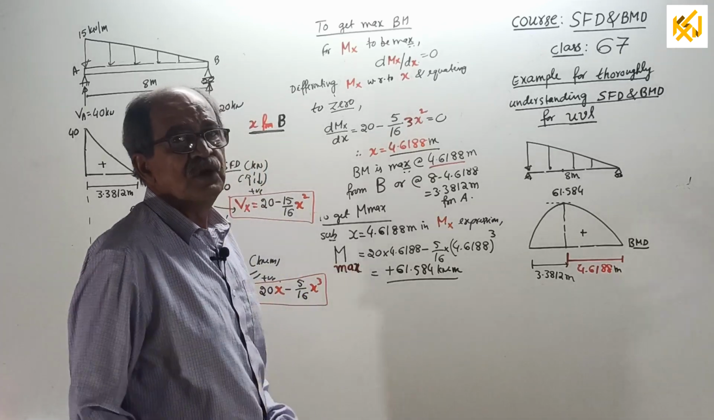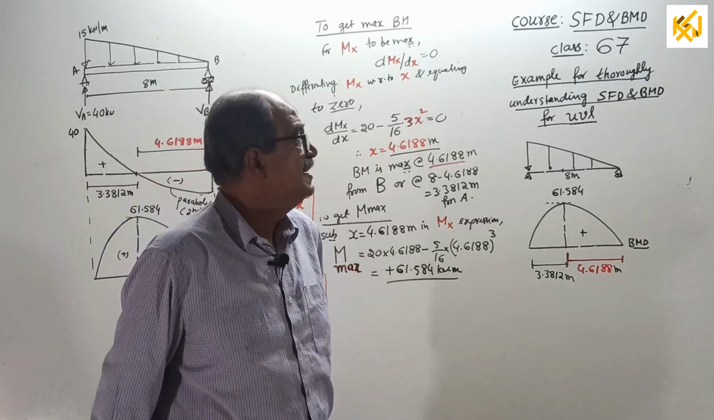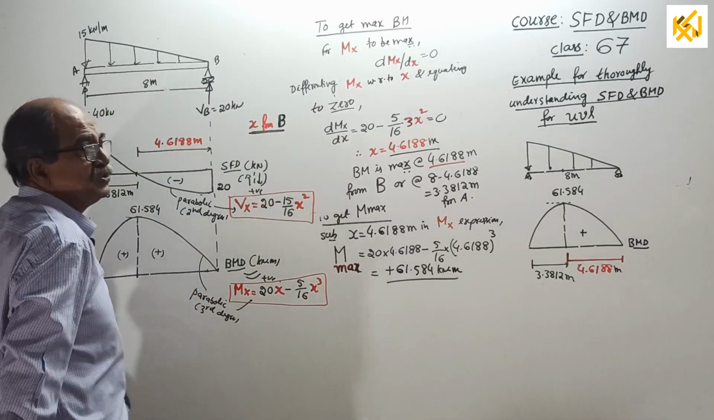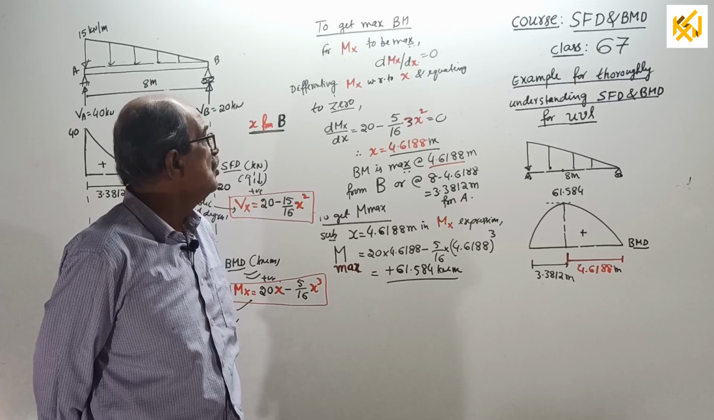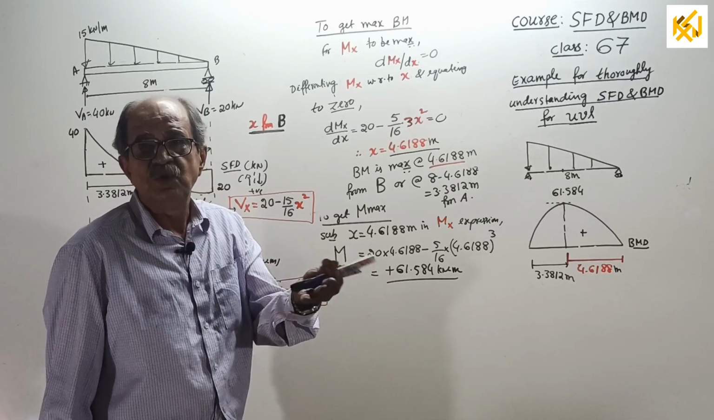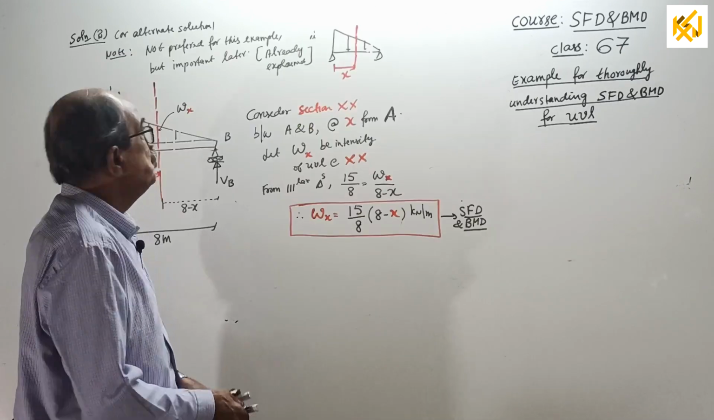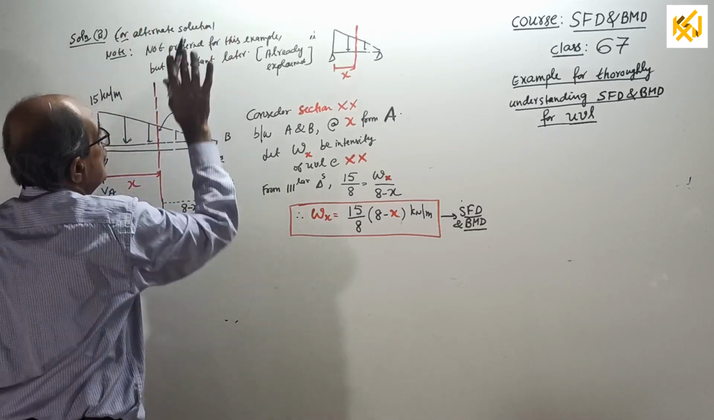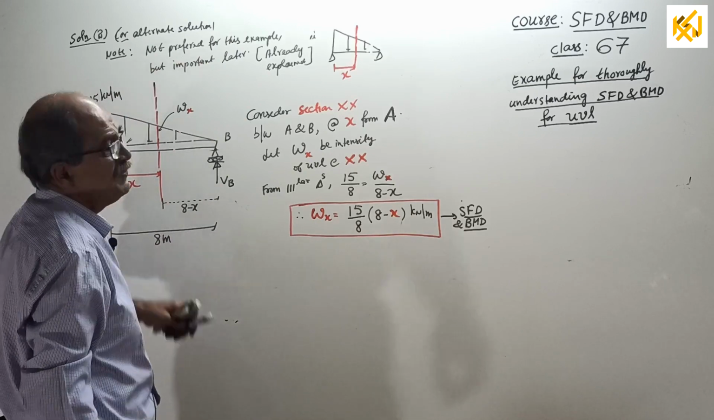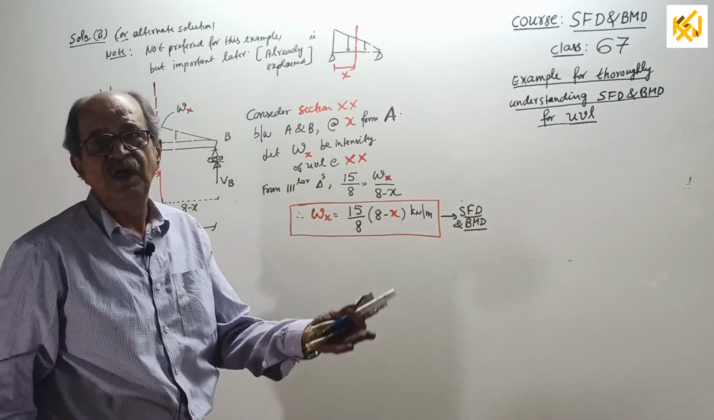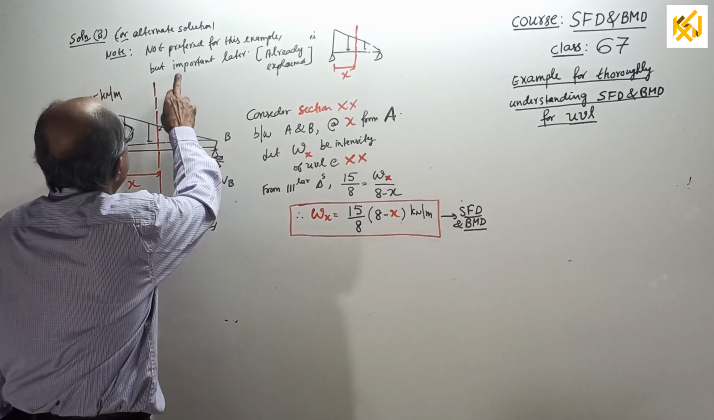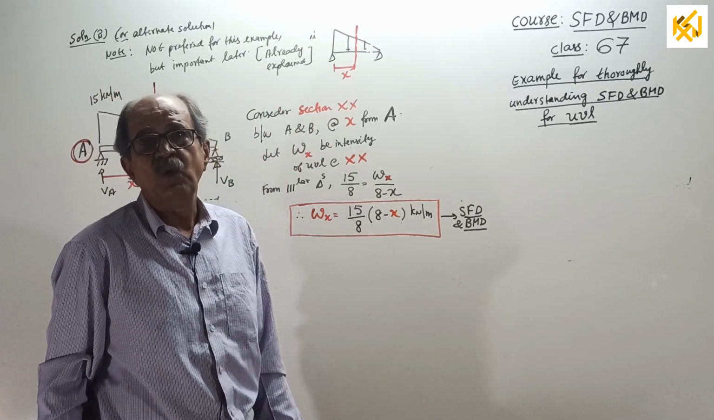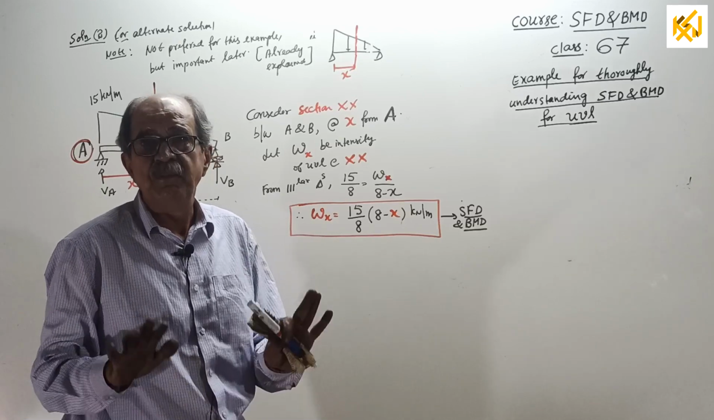Now come to the very purpose of today's class, that is considering x from A, so that you will learn a lot of things. Okay, we will start now. Alternate solution, I will start. Solution 2, or as I told, alternate solution. Note, not preferred for this example. We already solved the easiest way. But it is important later, already explained. When you cannot avoid a trapezium, this example will help you a lot.